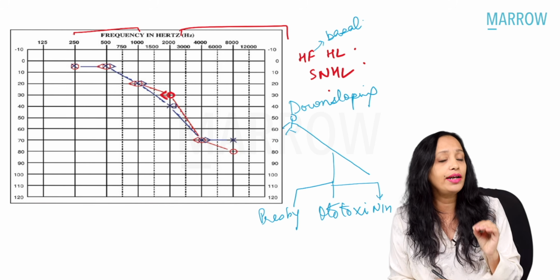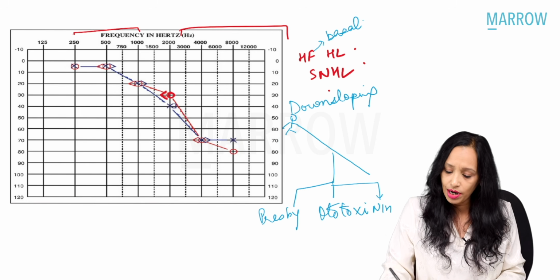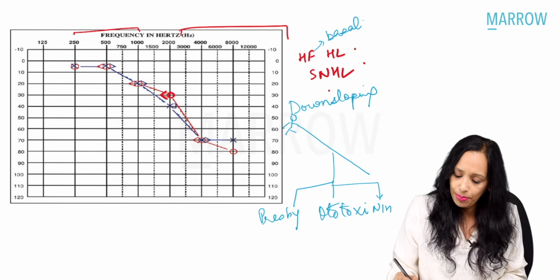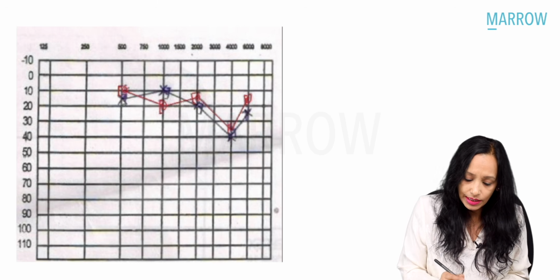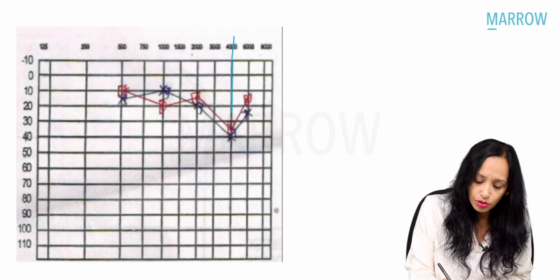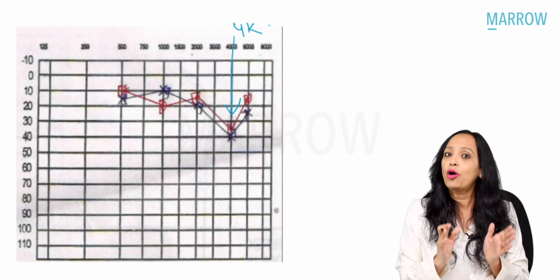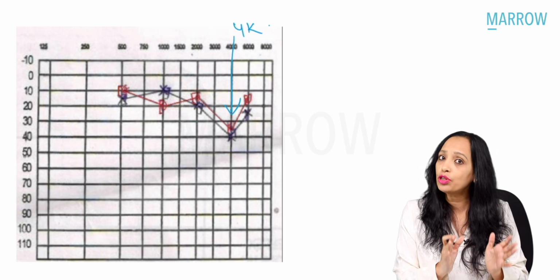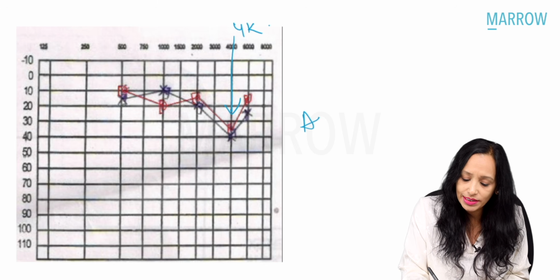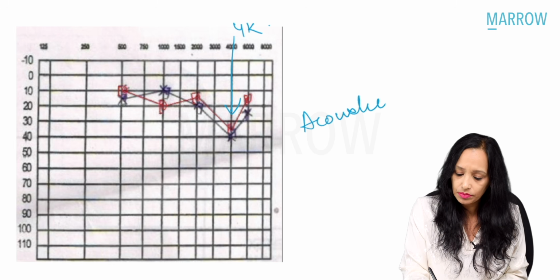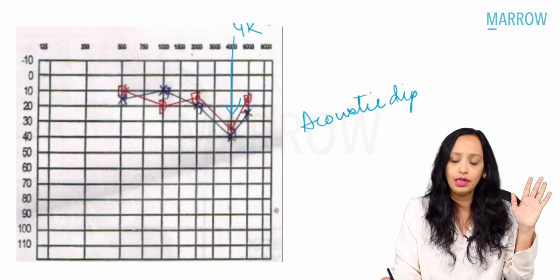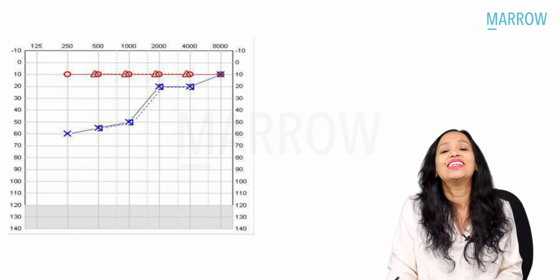The earliest finding that you see in noise-induced hearing loss is a dip at 4,000 hertz. Is that clear? And that type of dip of sensorineural hearing loss at 4,000 hertz is what is known as acoustic dip. Acoustic dip. Clear? Okay, so now, yes, tell me this.